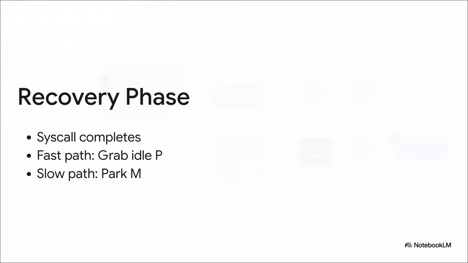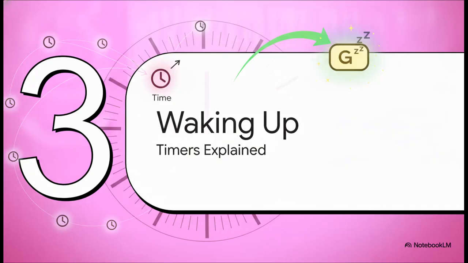But if all processors are currently busy, it takes the slow path. The thread drops the goroutine into the global run queue, so another processor will eventually pick it up, and the thread actually parks itself, putting itself to sleep to save system resources until it's needed again. Section 3. Waking up. Timers explained.